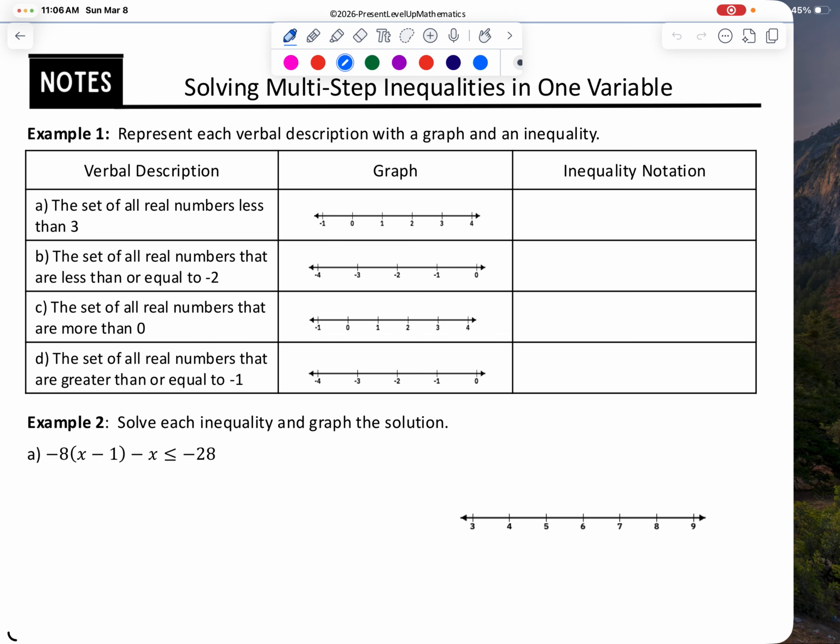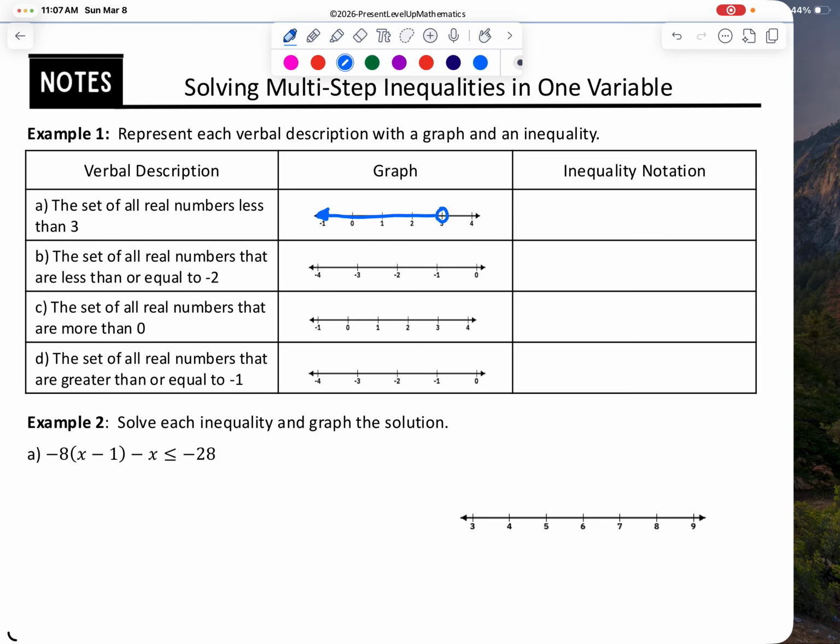You are given a verbal description and you're being asked to represent the verbal description with a graph and inequality notation. So in problem A, it wants us to represent the set of all real numbers that are less than 3. So let's draw an open circle at 3, because in this problem they're not including the number 3, and we want all the numbers that are less than. So if we went to the right, like 4, that is greater than 3. So we want to go to the left, all the numbers less than 3.